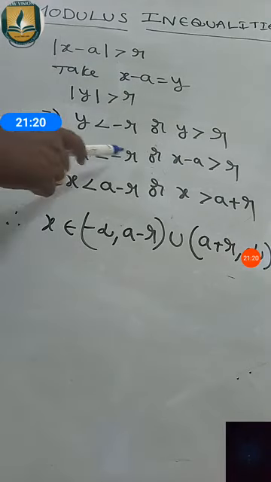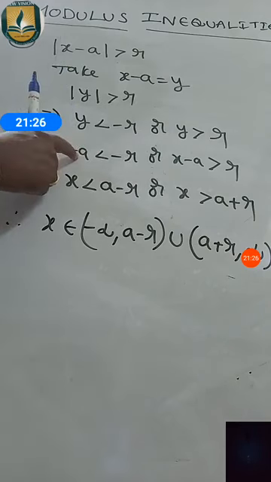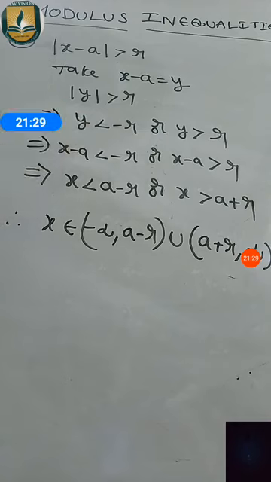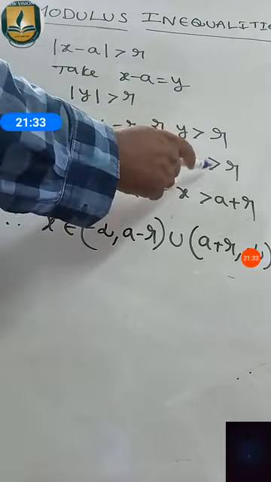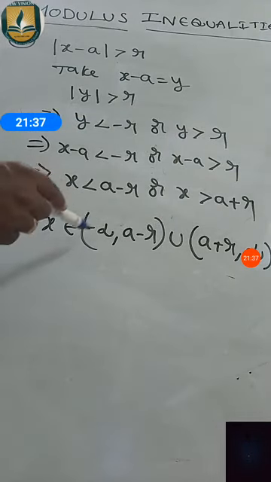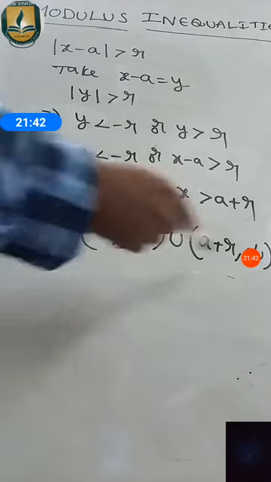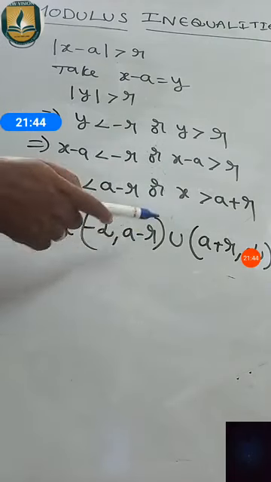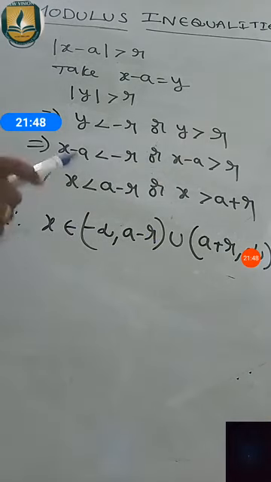Now x minus A less than minus R means by adding A on both sides, you will get x less than A minus R. Otherwise you transfer this minus A to that side, then it becomes plus A. X less than A minus R, or x minus A greater than R means x is greater than A plus R. Therefore x belongs to minus infinity comma A minus R union A plus R to infinity is the solution set. Like this, we have the solution set for the third one.